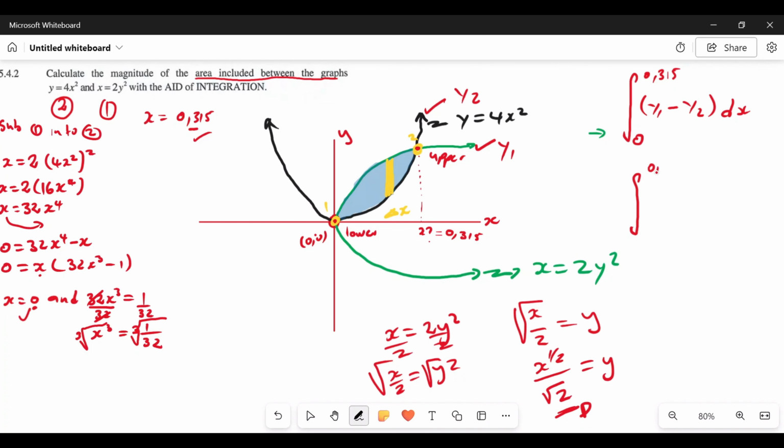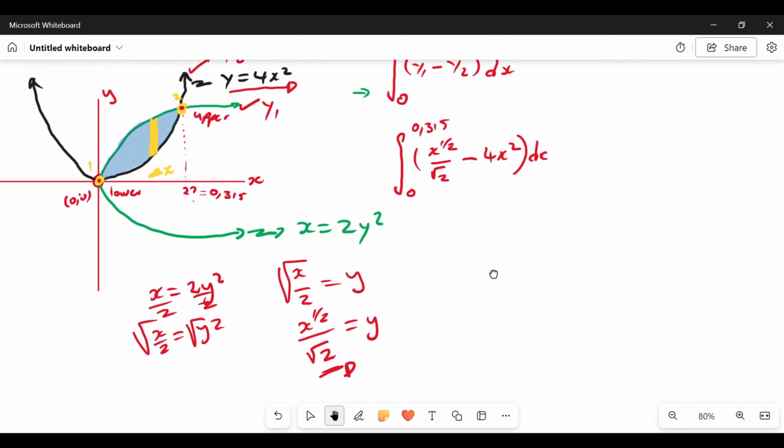Let's continue. The upper limit is 0.315. The lower limit is 0. Now, y1 is going to be x to the power of half divided by the square root of 2, minus y2, which is very simple. It's just going to be 4x squared, because y2 is equal to 4x squared, just in case you don't remember. Then we close the bracket, then we say dx. I hope you guys are able to see this. This is a very long question, so I need you guys to brace yourself. So I'm going to create more space, and also zoom this in.